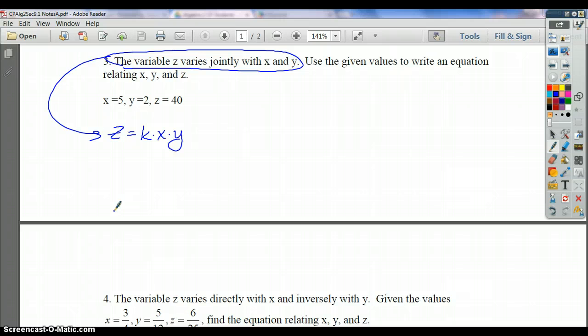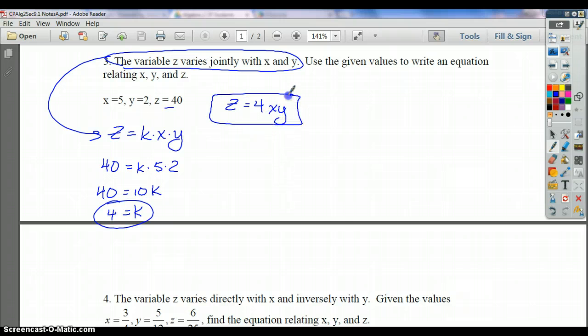Okay? Using given values to write an equation relating x, y, and z. Well, we've got to solve for k here using these values that you see here. So 40 will equal k times 5 times 2. So 40 equals 10k. K is going to be 4. No surprises there, right? So I'm going to write my equation. It's 4xy equals z. And that's all you have to do for 3.